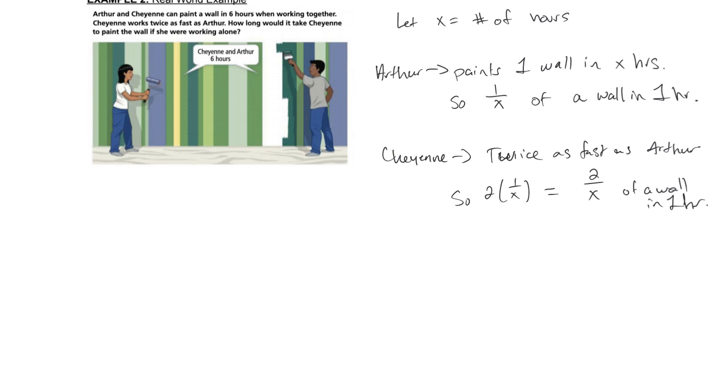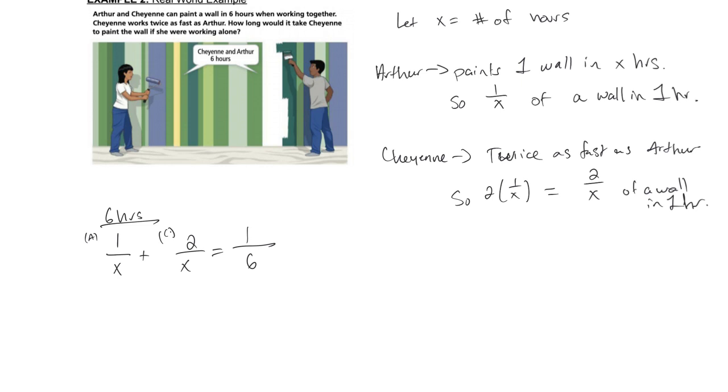So if it takes both of them together to paint a wall in 6 hours, that means if we add the 1 over x, Arthur, plus Cheyenne, 2 over x, would equal 1 wall in 6 hours. So 1 over 6. X we said is the number of hours. We're given the number of hours is 6.